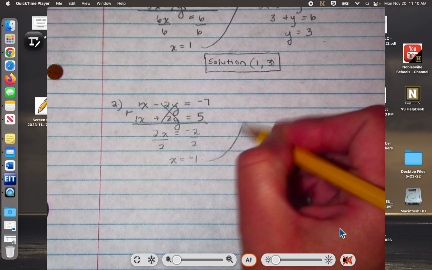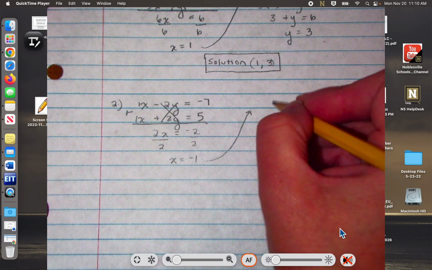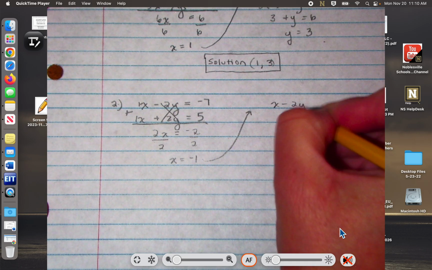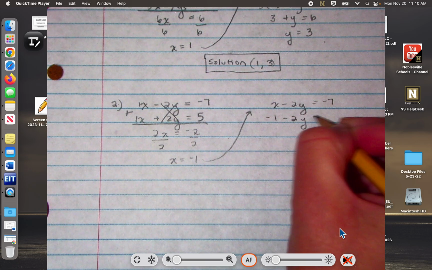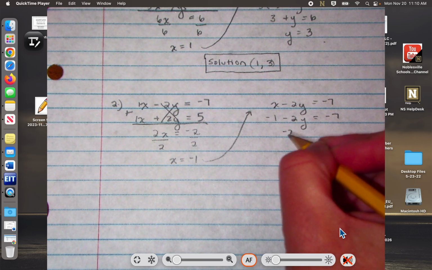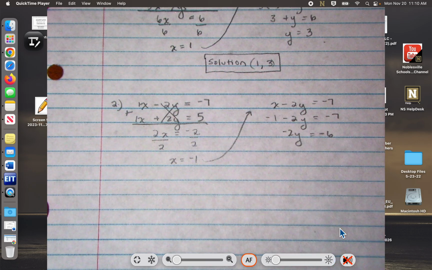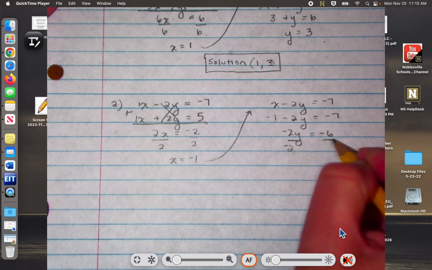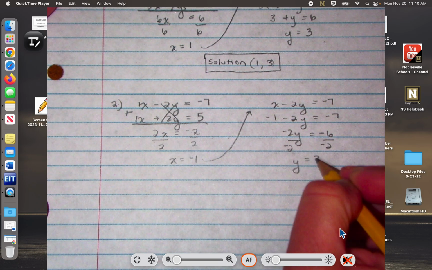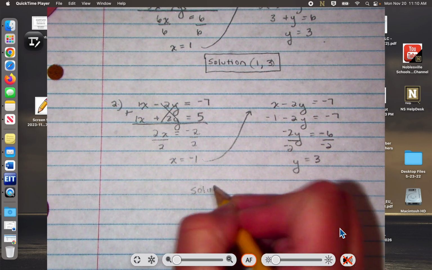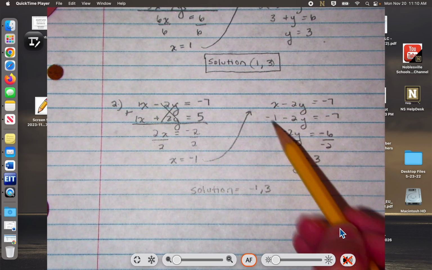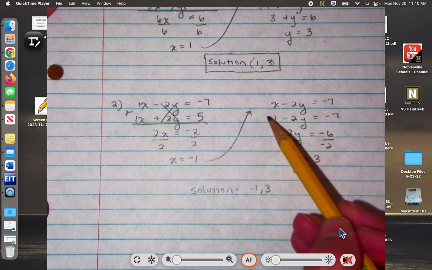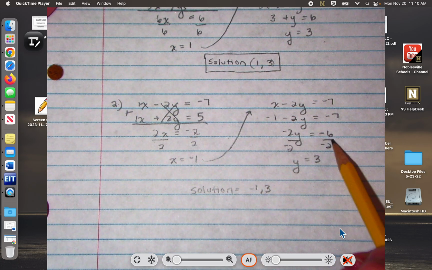I'm going to put that back into one of the equations. I added the 1 over here. So when I add this 1 to this side, I get negative 6.